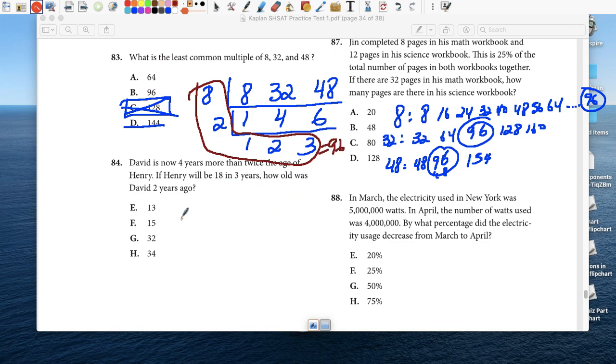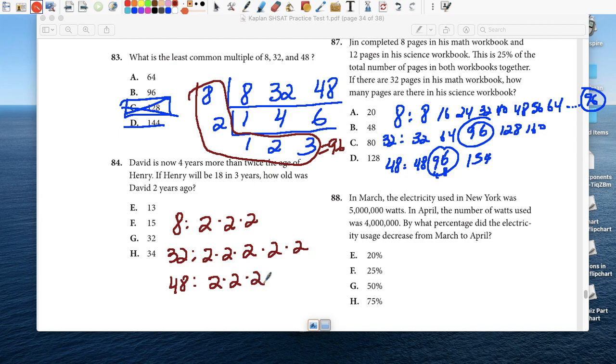Another method is to use prime factorization. 8 is the same as 2 times 2 times 2. 32 is 2 times 2 times 2 times 2 times 2. And 48 is 2 times 2 times 2 times 2 times 3. 2, 4, 8, 16, and then times 3.